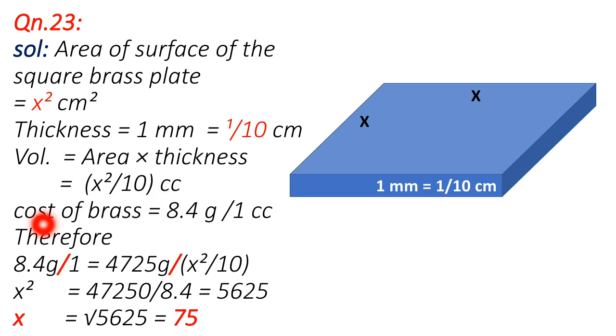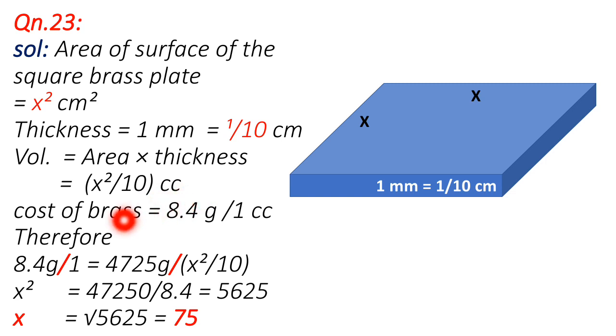Now it is given in the question that the mass of brass is 8.4 gram for 1 cubic centimeter, correct. And we have the volume as x square by 10 cubic centimeter, and we have to find out the value of x, correct.